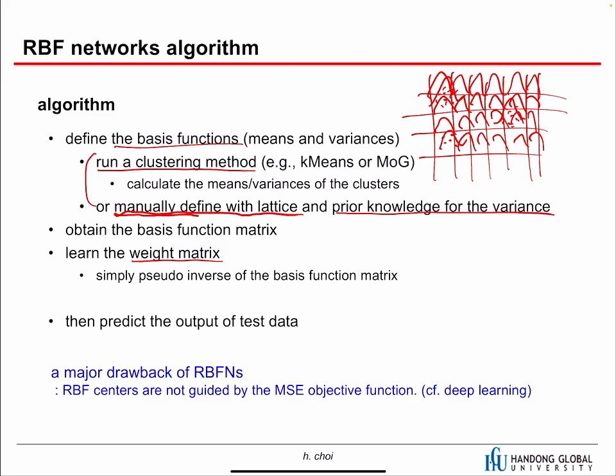Okay, then simply use a pseudo inverse. That's it. Then we can predict the output of test data. And there is a major drawback of RBF networks. RBF centers are not guided by the MSE objective functions.